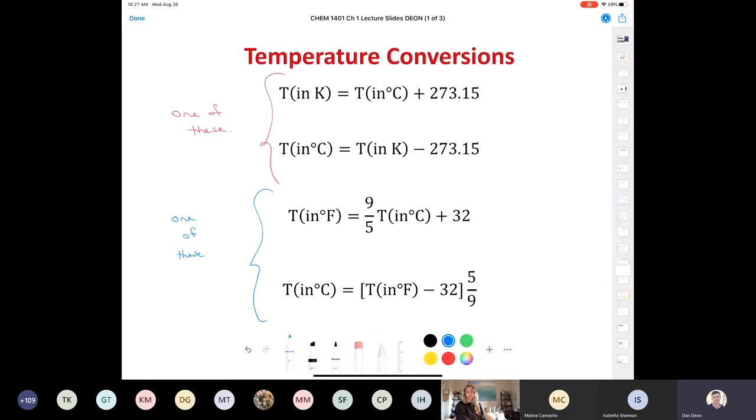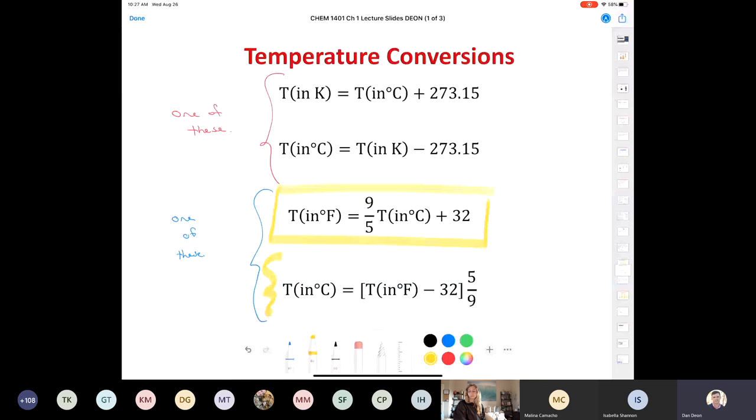If you want to convert temperature in degrees Celsius to Kelvin, all you do is add 273.15. Not much of a stretch there. And I'm sure that everybody can rearrange that formula to solve for temperature in degrees Celsius. Now for the other two, I think it's probably handiest to just memorize one of them. I usually encourage students to memorize this one right here. Then you can solve it for temperature in degrees Celsius to get this formula here.